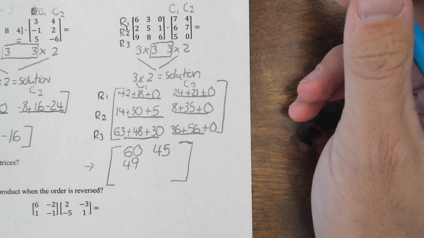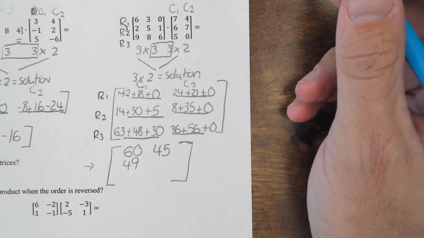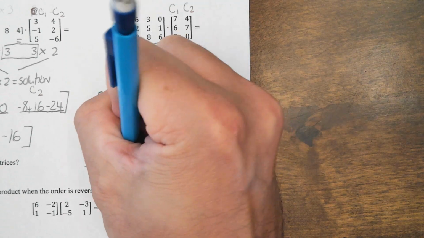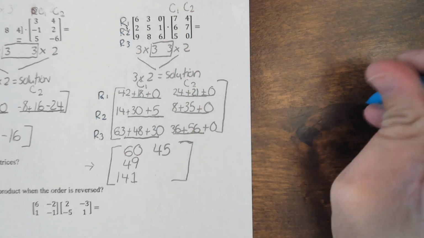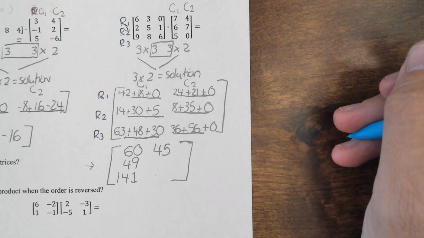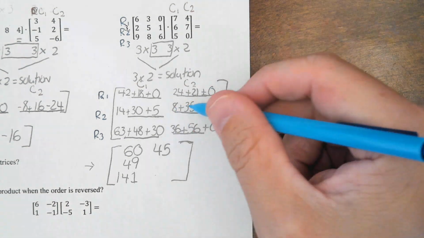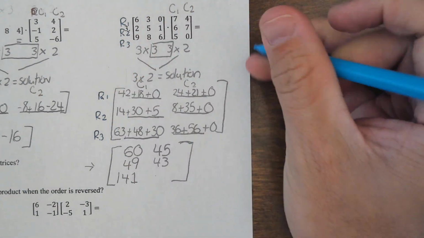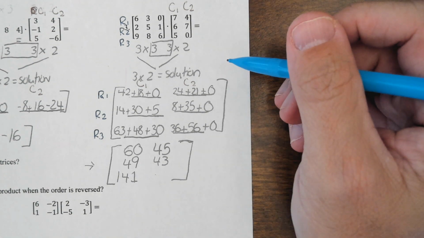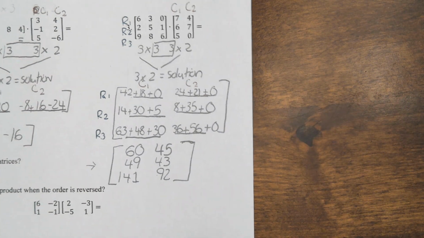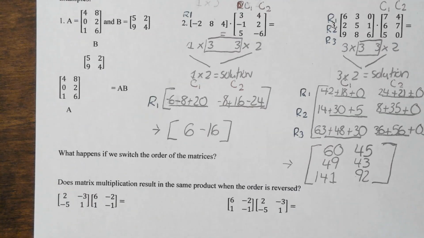Okay, this bottom one here, I can't think off the top of my head, I'm going to use my calculator. 63 plus 48 plus 30, 141. Okay, and then we've got 8 plus 35 there. That's going to be what? 43. And then 36 plus 56, 92. And there you go. So there's your solution. So that is matrix multiplication there.